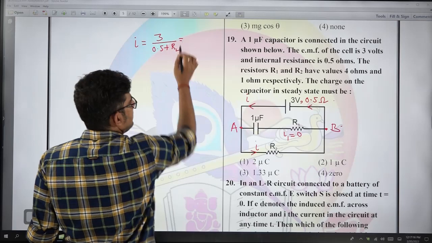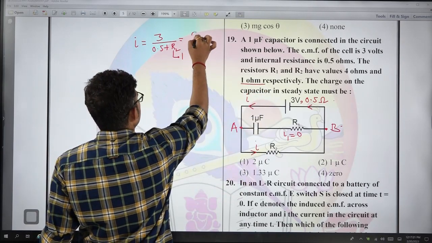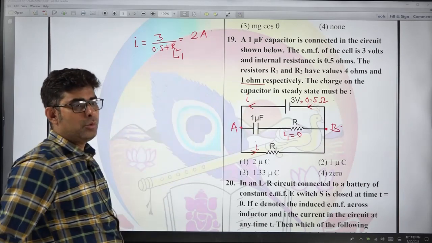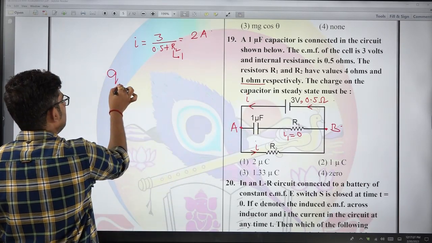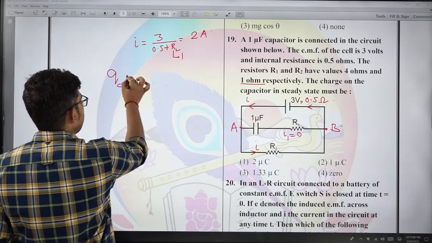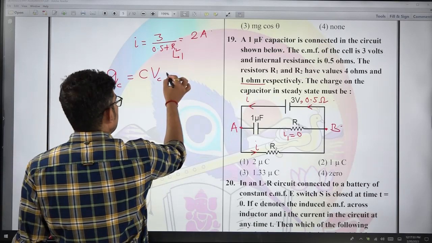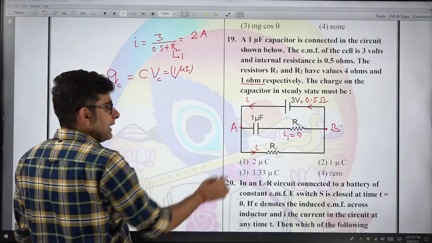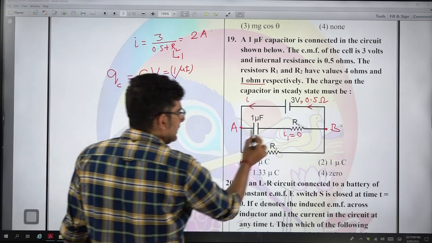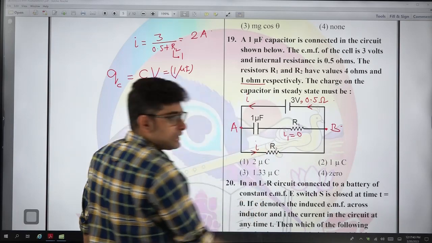What is R2 given as? 1 ohm. So this one will become 2 ampere. Now they are asking the charge on the capacitor. Clear? Charge on the capacitor, can I write C into voltage across the capacitor? Now C is how much? 1 microfarad. And voltage across the capacitor, if you see, since no current is flowing here, the total voltage between A and B is the voltage across the capacitor.